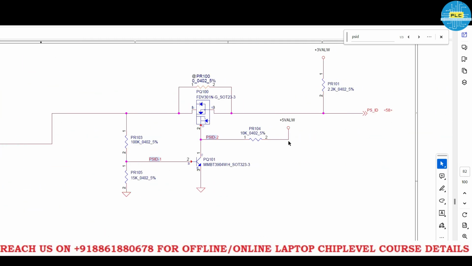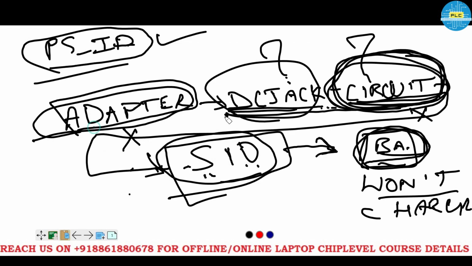Okay, now it's clear, right? It's very simple: adapter, DC jack, circuit, and Super I/O. The PSID information goes to the Super I/O, source to destination. That's it. In future, if possible, I will show you the adapter section, what the PSID will be. That also I will try.